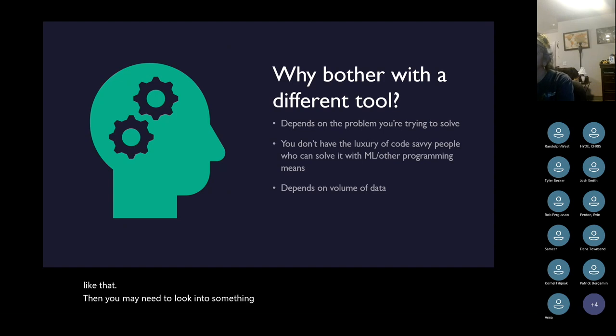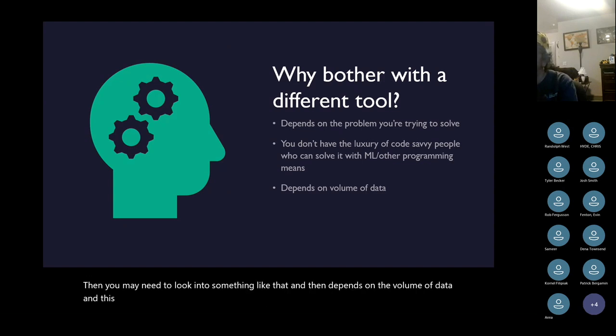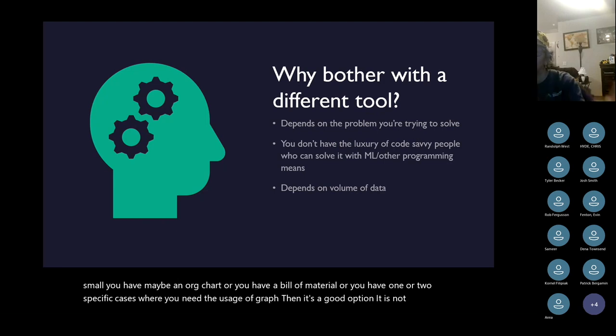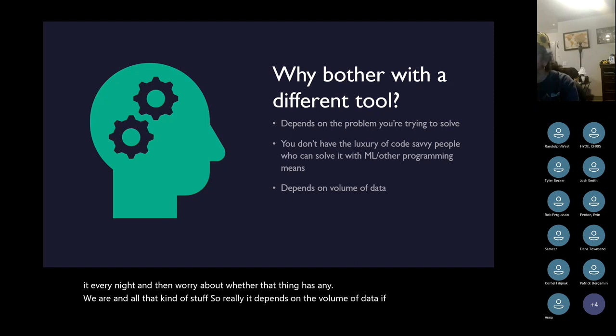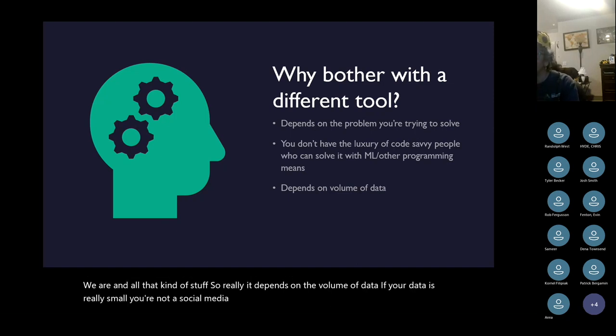And then it depends on the volume of data. This is where SQL Graph may be advantageous, because you just have something really small. You have maybe an org chart, or a bill of material, or one or two specific cases where you need the usage of graph, then it's a good option. It is not worth it for you to spend a lot of money on a vendor-based product and to move your data there or ETL it every night and then worry about whether that thing has any HADR and all that kind of stuff. So really, it depends on the volume of data. If your data is really small, you're not a social media company or that sort of thing, then you're okay with SQL Graph.